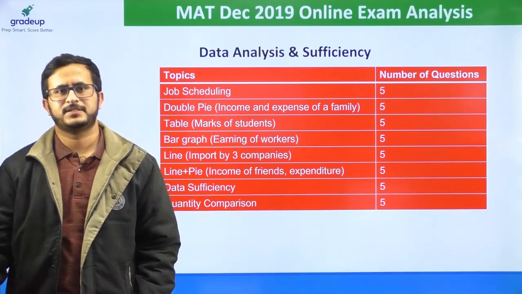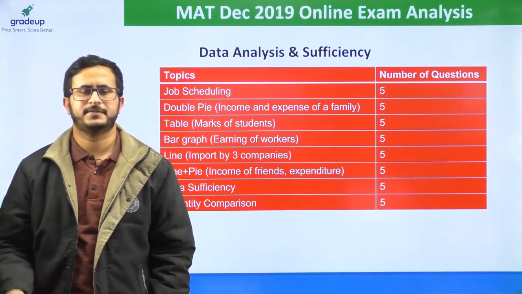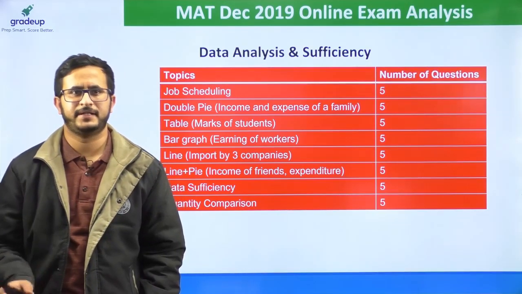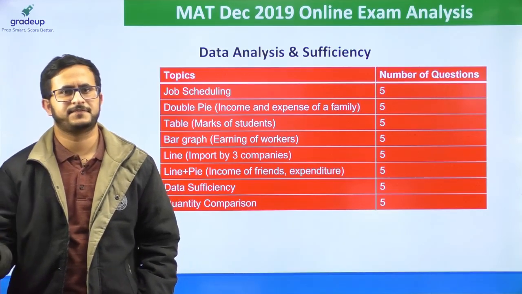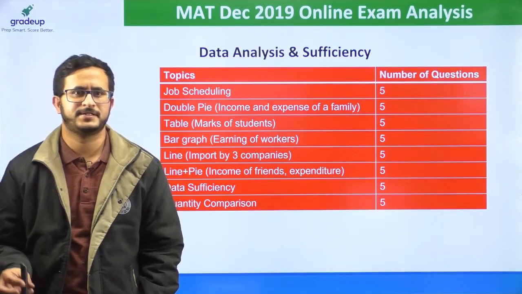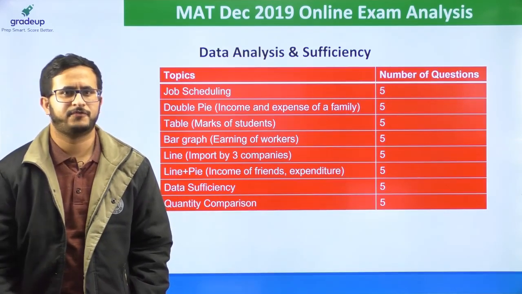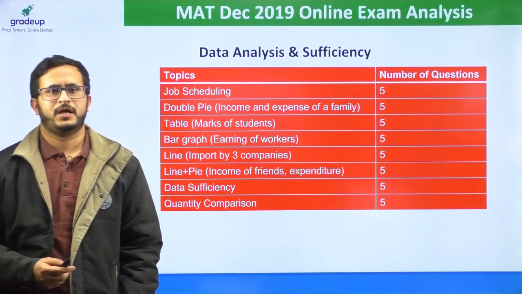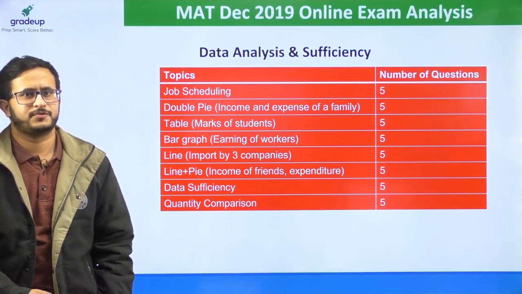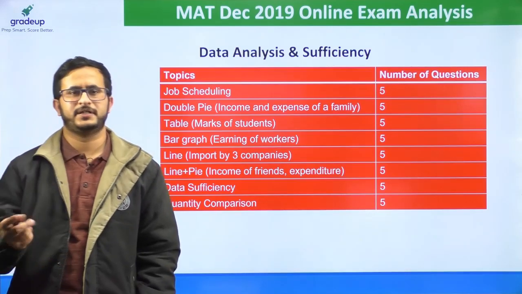And there was a line plus pie. There was a combined DI of line and pie chart. So the line graph had incomes of 6 friends, whereas the pie chart had the expenditure of one of the friends. So questions were based on it. And then the remaining portion was data sufficiency and quantity comparison.